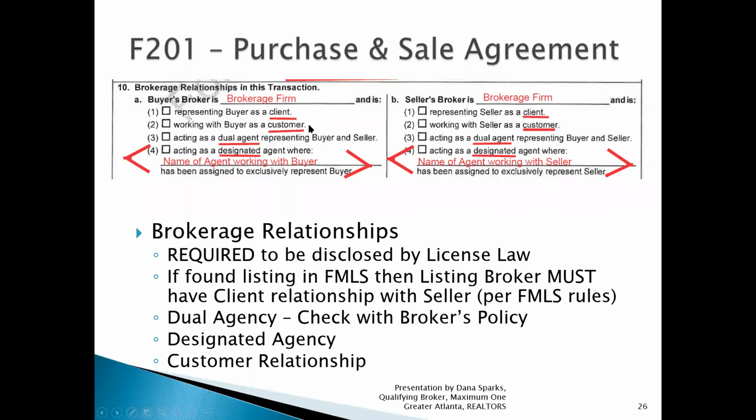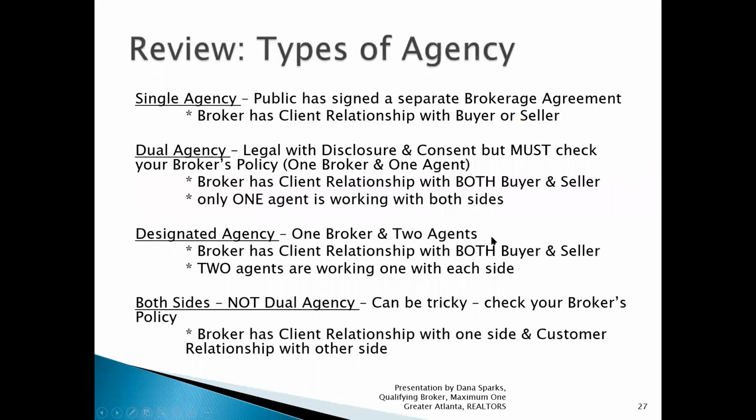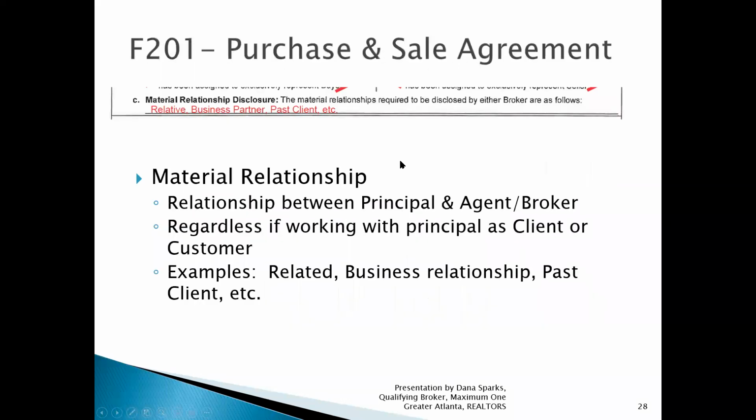Again, per license law, if your broker is working with the public person as a client, that is required to be disclosed on a contract. And if you are working with the public in a dual agency or designated agency situation, you need to check with your broker's policy. All right, I'm not going to go over this in the class, but I just have this handy slide as a reminder, as a review of the types of agency: single agency, dual, designated, and having both sides, but not necessarily being dual agency.